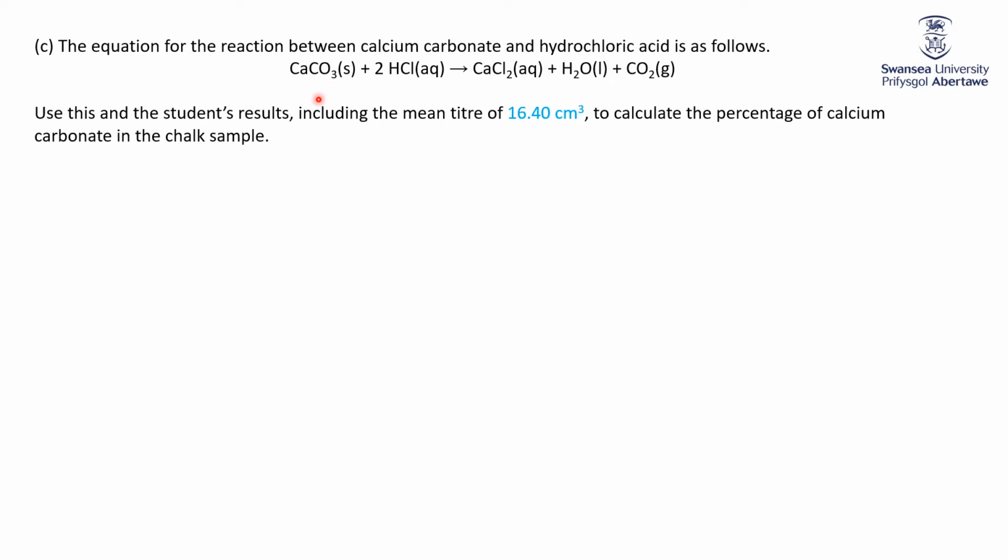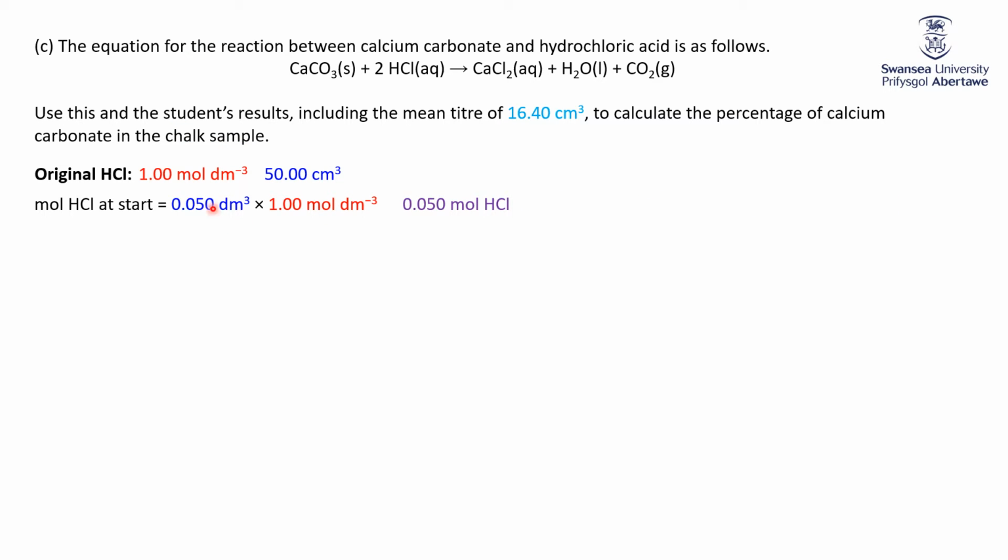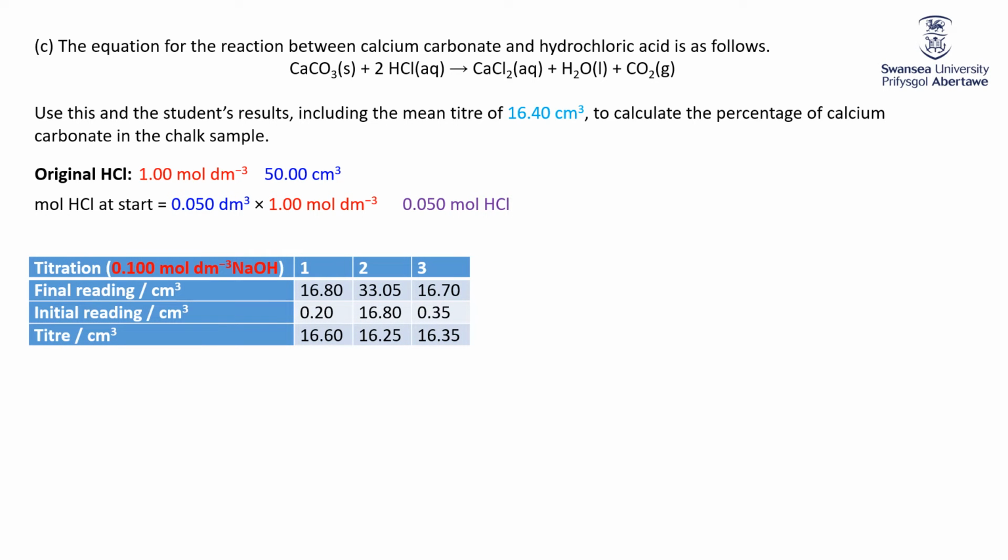So here's the equation. Notice the carbonate needs 2 H pluses in order to fully react because carbonate is 2 minus. So use this, the student's results, including the mean titer of 16.4 cubic centimeters to calculate the percent of calcium carbonate in the chalk sample. Okay, so the original HCl, you might remember, was 1 mole per cubic decimeter, and each student took 50 cubic centimeters of that. So the moles of HCl at the start is just the concentration times the volume in cubic decimeters, 0.05 moles of HCl.